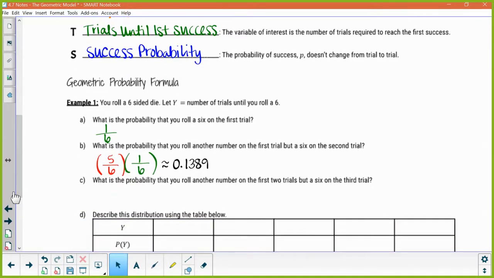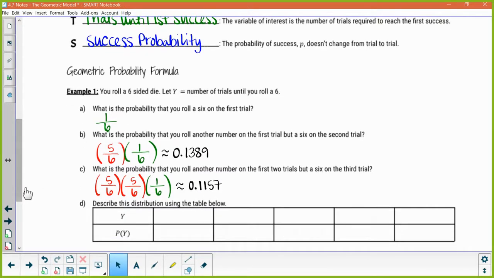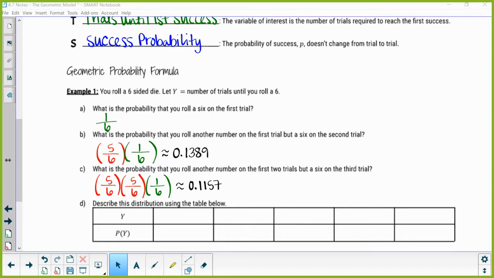Then they ask, what is the probability that you roll another number on the first 2 trials, but a 6 on the third? Well, it's going to follow that same pattern. My first 2 trials are failures, and my third trial is a success, giving me approximately 0.1157 chance of this occurring. So this will continue on. What if it's the 4th trial? Then I would do 5 over 6, 5 over 6, 5 over 6, and then 1 over 6. So this will continue on forever, really.